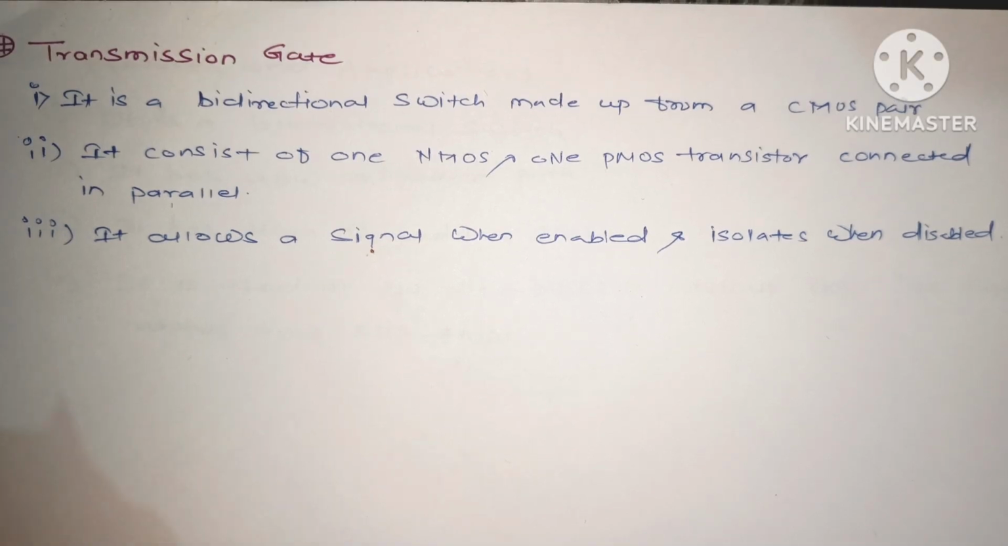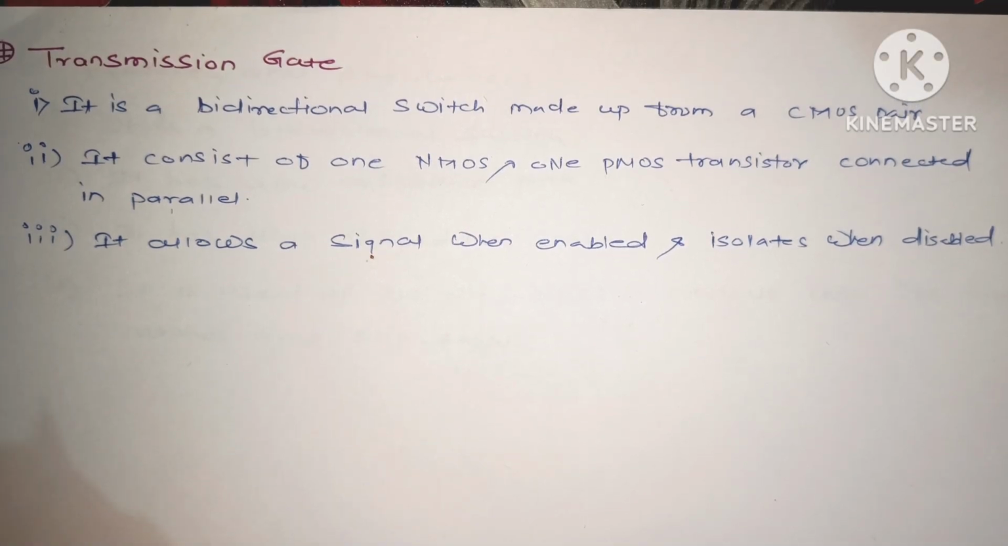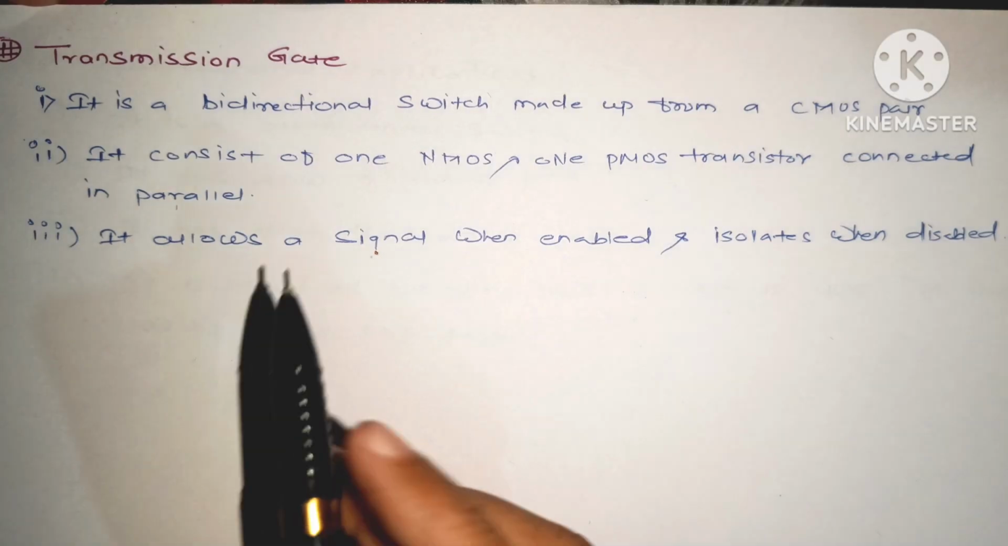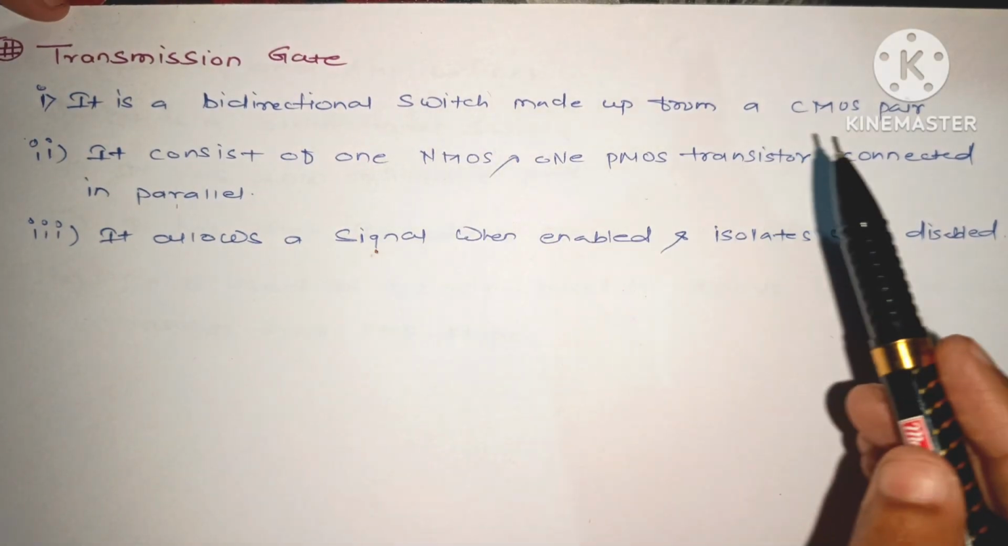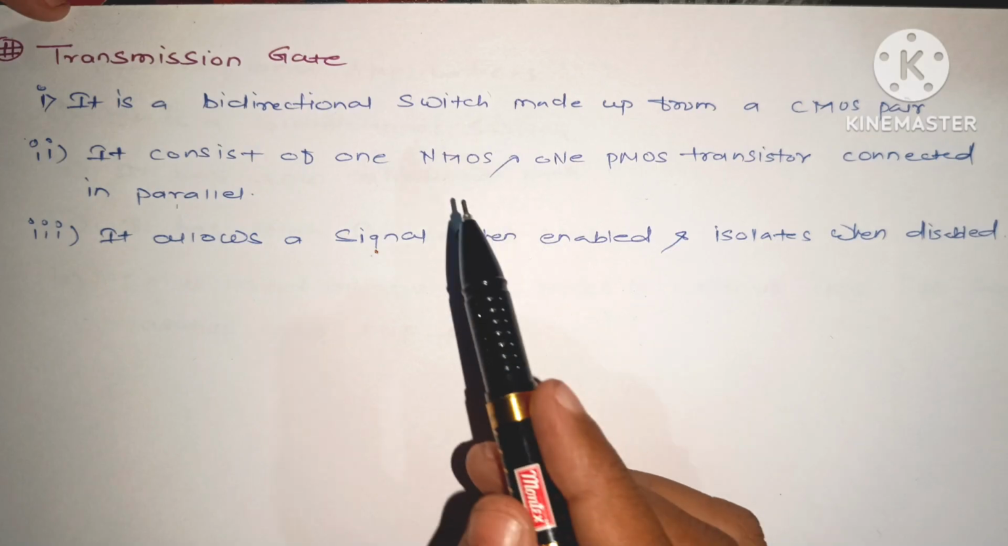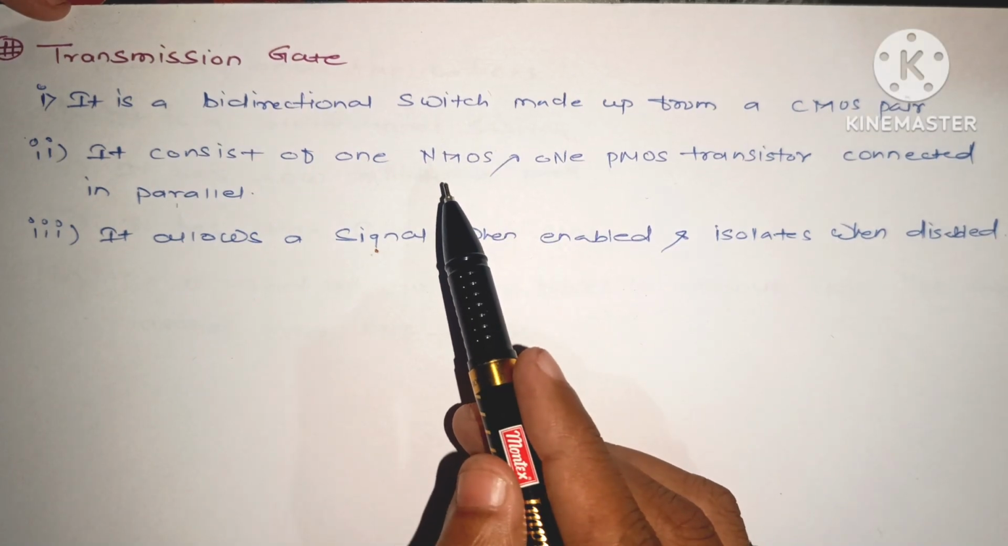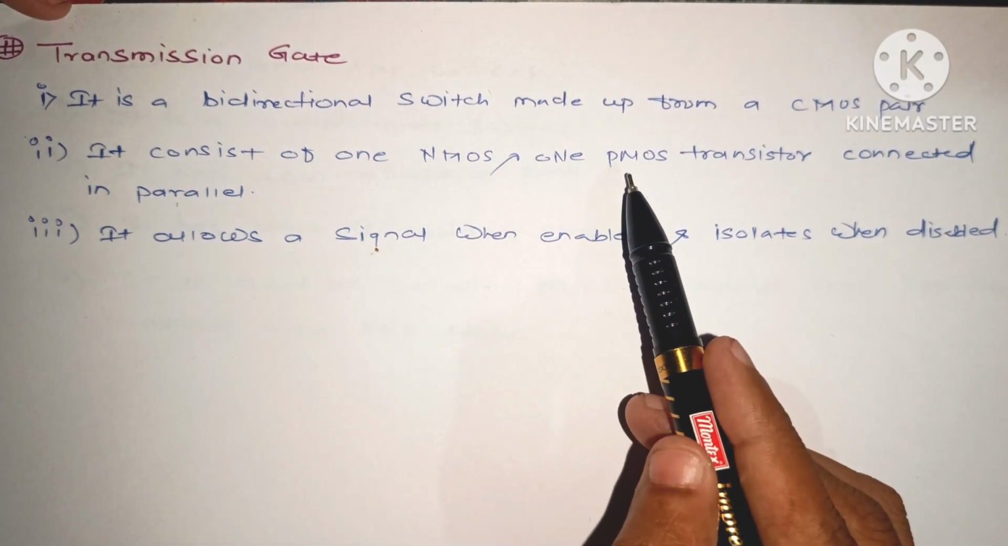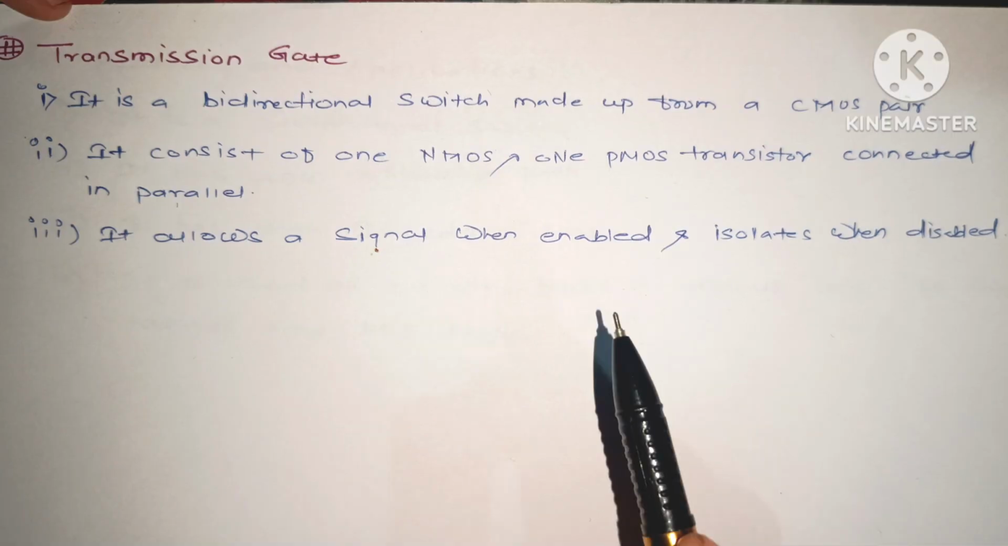Hello everyone, in this video we'll talk about another important point from VLSI, which is called transmission gate. Now let us define it. It is basically a bidirectional switch which is made up of a CMOS pair. That means it consists of a set of NMOS and a PMOS transistors which are connected in parallel.